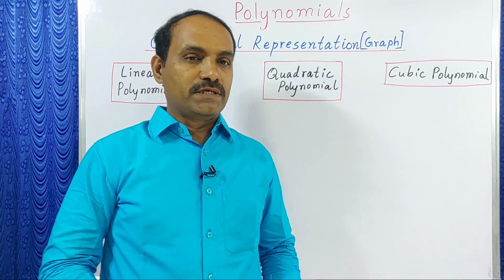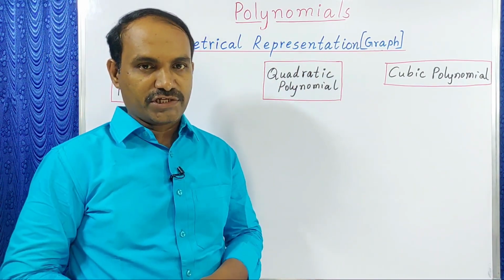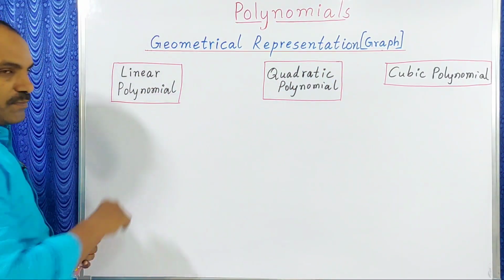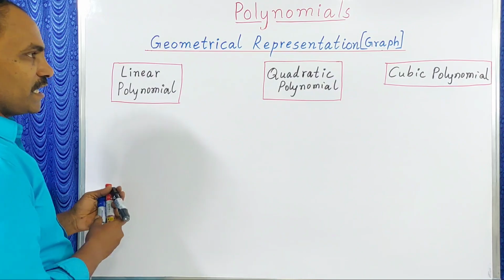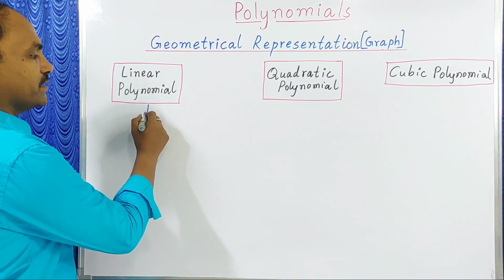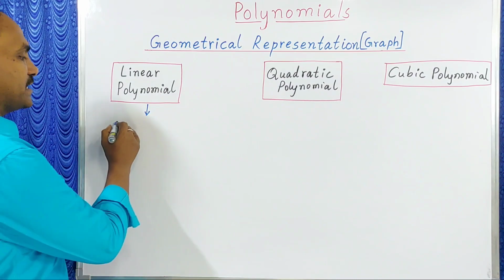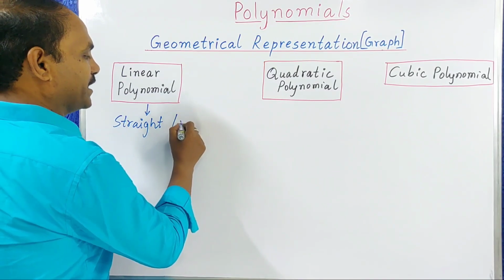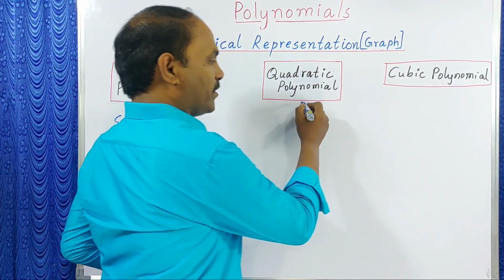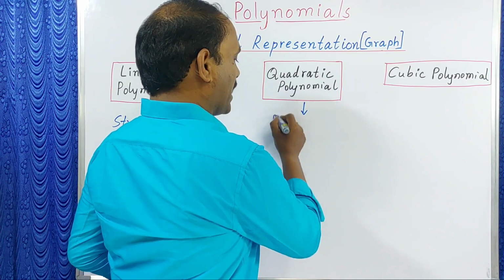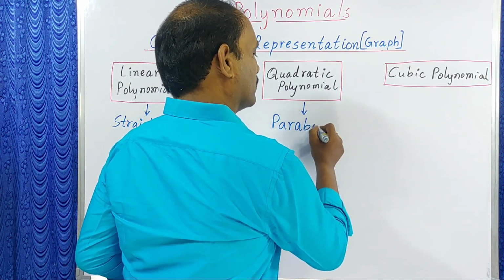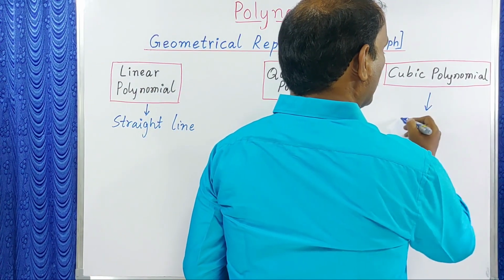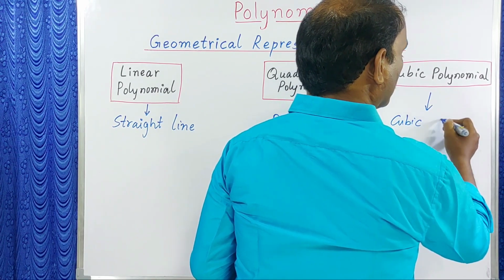One more topic in this, graphical representation or geometrical representation of polynomials. Let us check what is the graph of a linear polynomial. Linear polynomial always represents a straight line. And then quadratic polynomial represents a parabola. Here cubic polynomial represents a cubic curve.